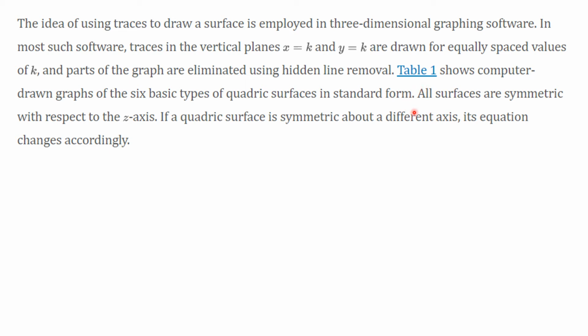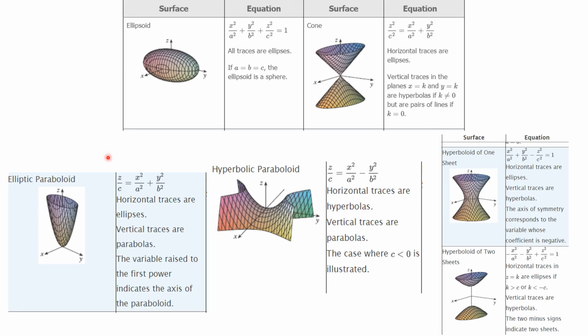Table 1 shows computer-drawn graphs of the 6 basic types of quadric surfaces that are in standard forms. Now, all surfaces are symmetric with respect to the z-axis in this table. But if a quadric surface is symmetric about a different axis, its equation changes accordingly. Also, you can rotate these and translate these as well. So be mindful of that. And you will have some exercises that will have you doing those kinds of things.